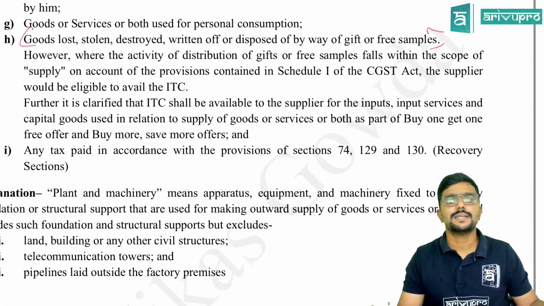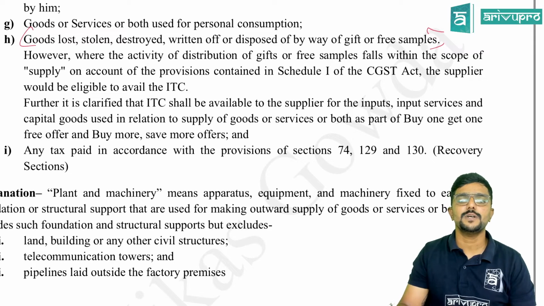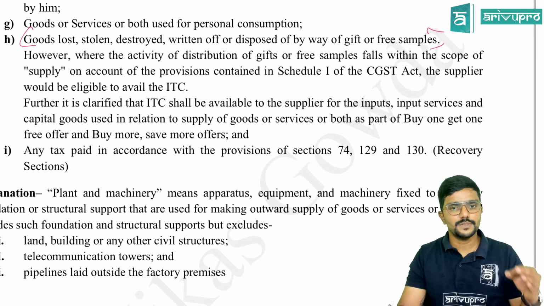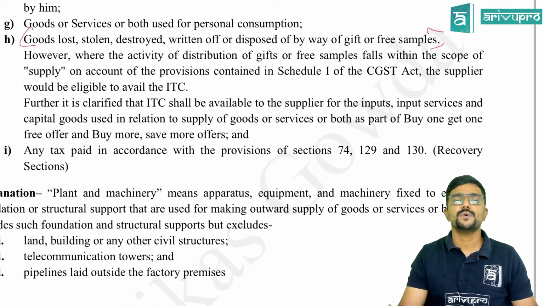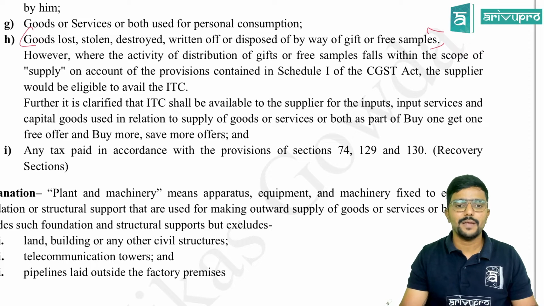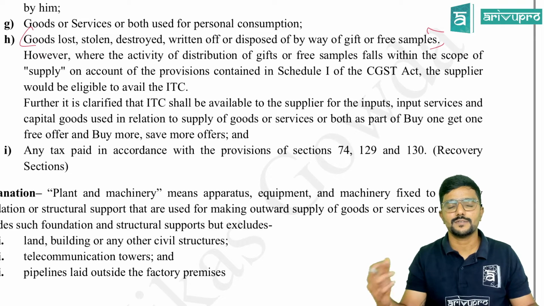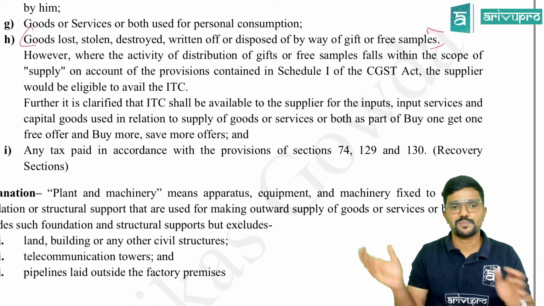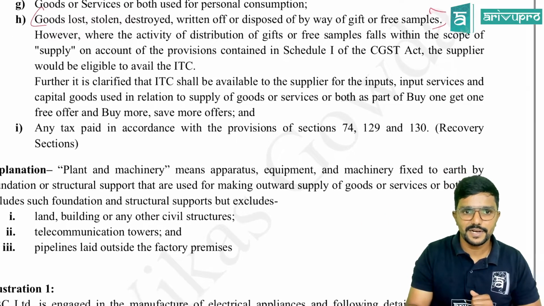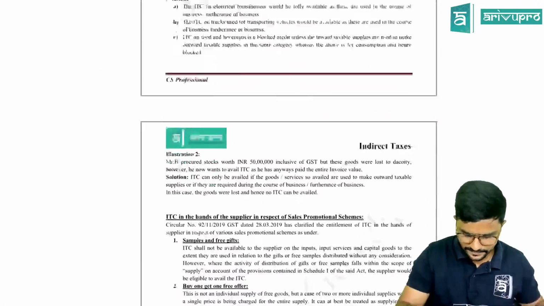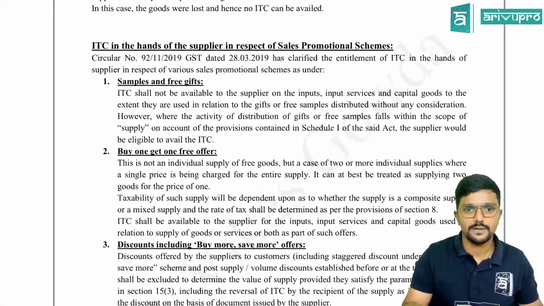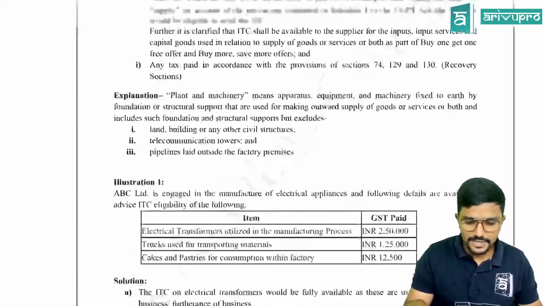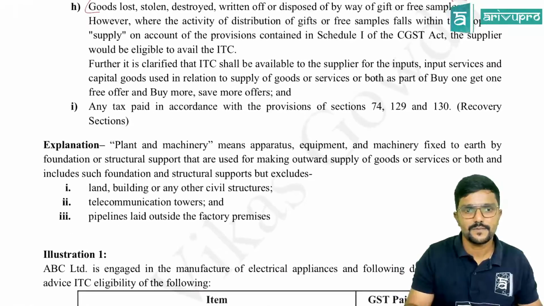Further, it is clarified that ITC shall be available to the supplier for the input services and capital goods used in relation to supply of goods or services or both as part of buy one get one free offer and buy more save more offers. We will discuss this. I have given some circular explanation here, where I will explain it in detail. I think somewhere here, these parts. I will be explaining it there. Let me first finish the other things.